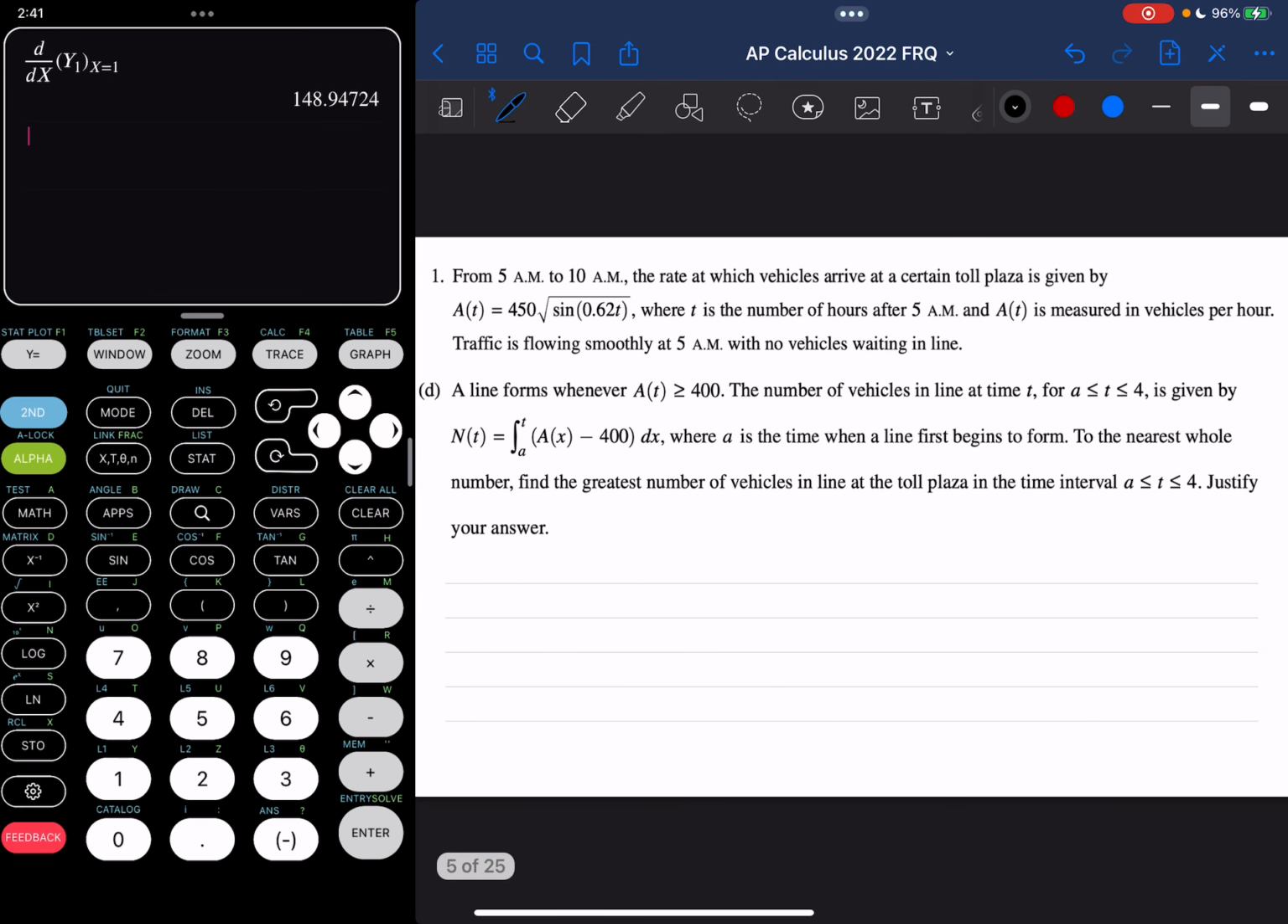And then finally, part D, it says a line forms whenever A of t is greater than or equal to 400. The number of vehicles in line for A of t is given by this integral from A to t of A of x minus 400. Now they tell us that A is the time when a line first begins to form. To the nearest whole number, find the greatest number of vehicles in line at the toll plaza. Now it says a line forms whenever A of t is greater than or equal to 400. So we have to use the graph to figure out when this happens.